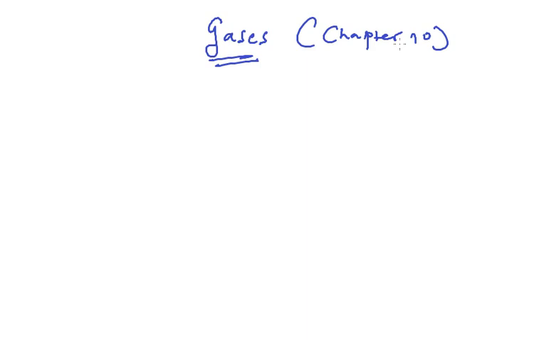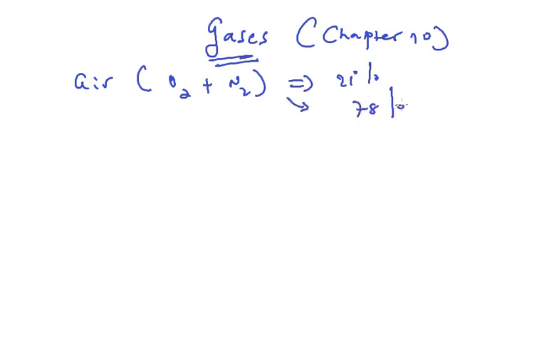A good example to take into consideration would be air. As you know, air has oxygen and nitrogen, and oxygen is about 21% and nitrogen is 78%. But if you look at the physical properties, they behave similarly. Oxygen and nitrogen chemically are different, but physically they behave the same way.